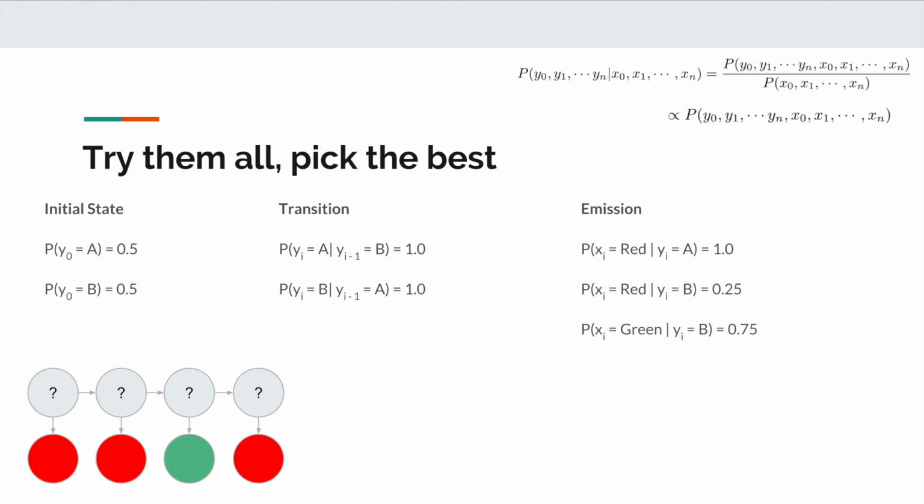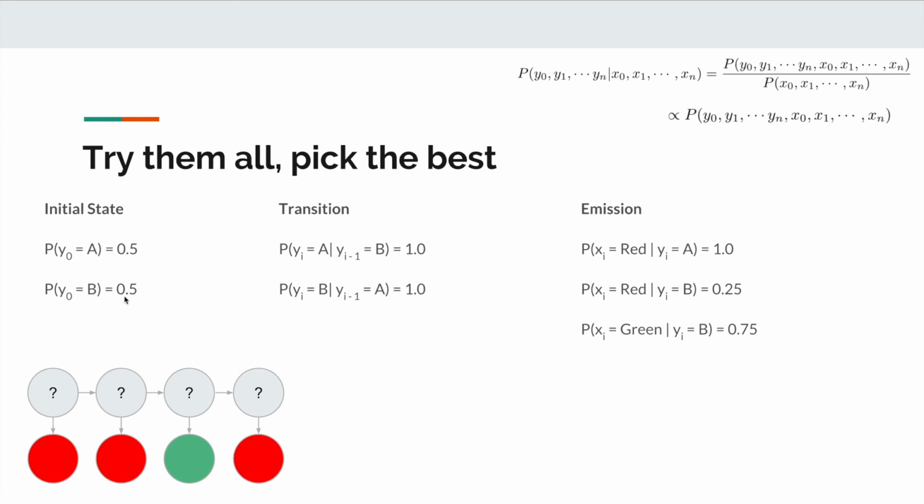So what can one do? The most brute force, simplest thing is to enumerate all the possible joint assignments to those hidden variables, score all of them, and then just pick the best. Maybe you want to pause the video and see if you can figure this out yourself. Imagine you see the sequence red, red, green, red, and you want to figure out the most likely assignment to these four hidden states, given the transition tables that we built up a few slides back.